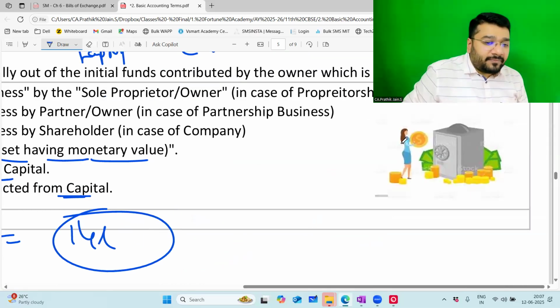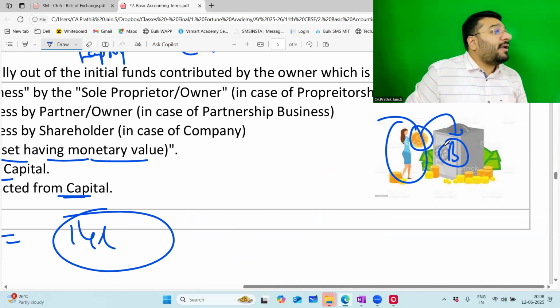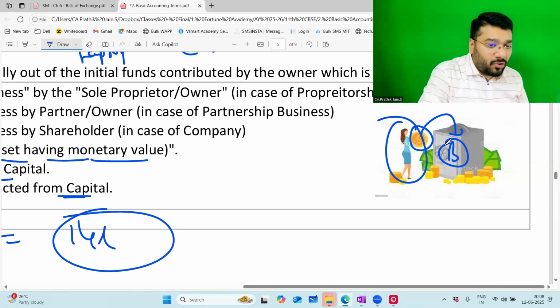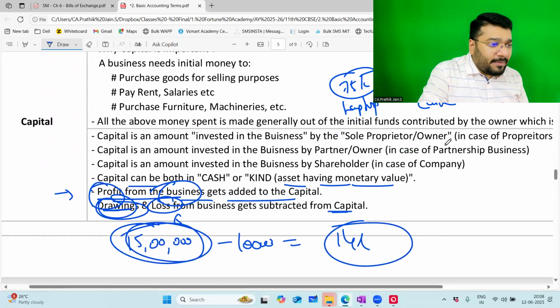So this lady is the owner investing her private money in the business. So any money that the owner gives to business is called as capital. From whose point of view? Business point of view. I don't want from the owner's point of view. From business point of view, it is capital. Okay. Any problem so far? Online people, any problem so far?